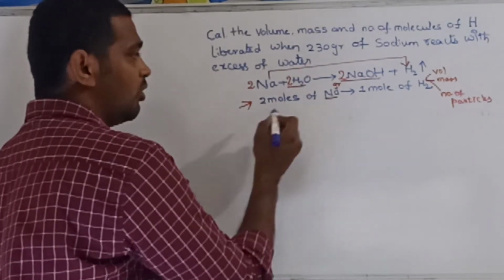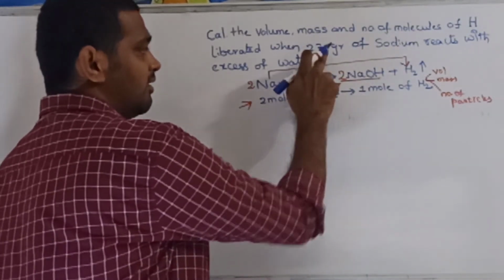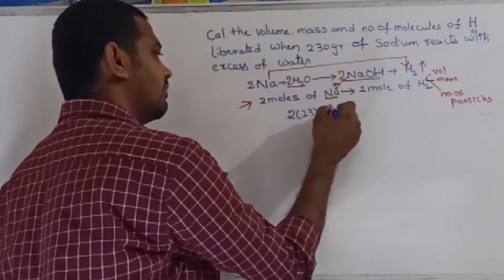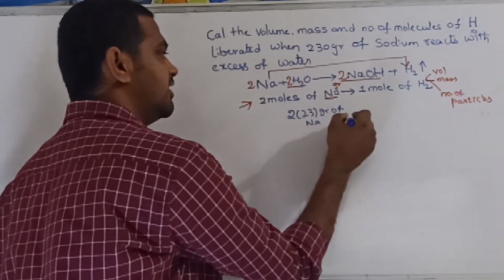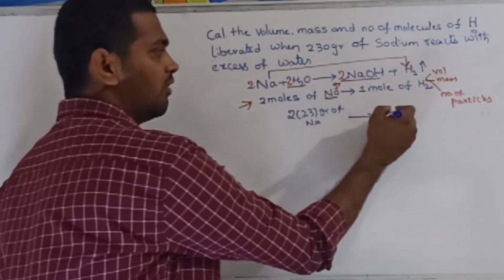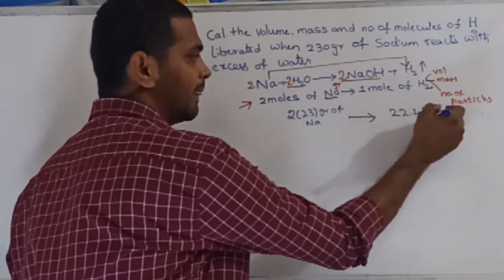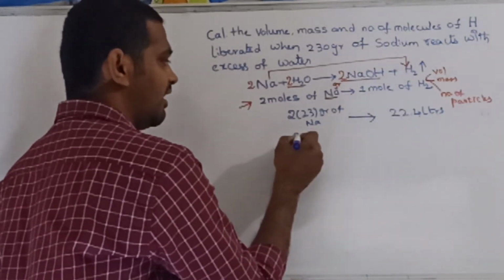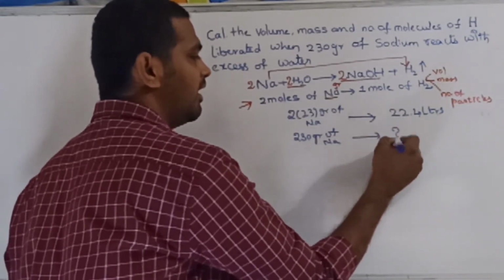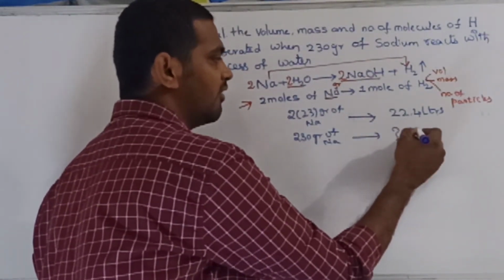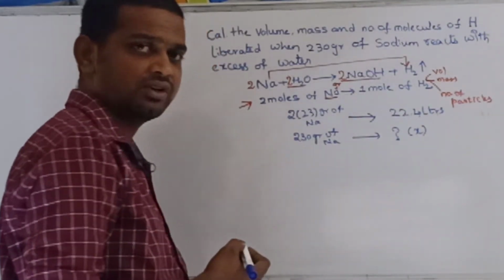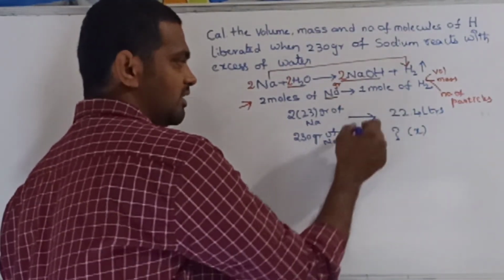From this equation, 2 moles of sodium, nothing but 2 into 23 grams of sodium, is producing 1 mole of hydrogen gas. 1 mole of hydrogen gas is equivalent to 22.4 liters. But in the question itself, we have taken 230 grams of sodium. How many liters will it produce? Let us consider the volume liberated by the 230 grams of sodium is x. Now do cross multiplication, then you will get the answer.